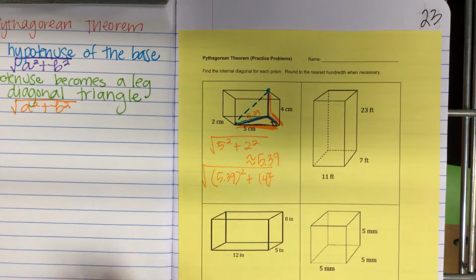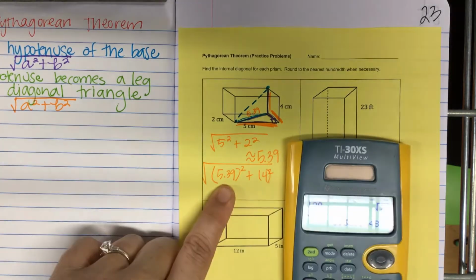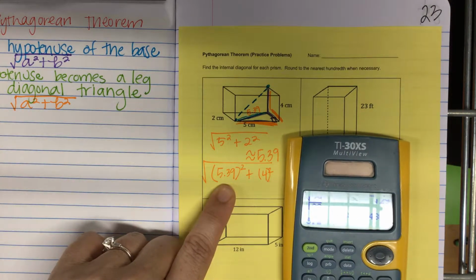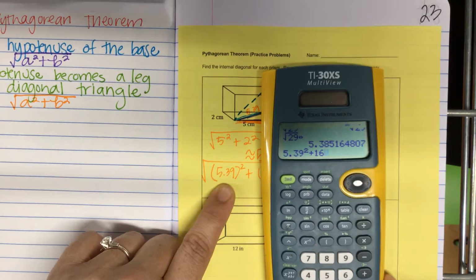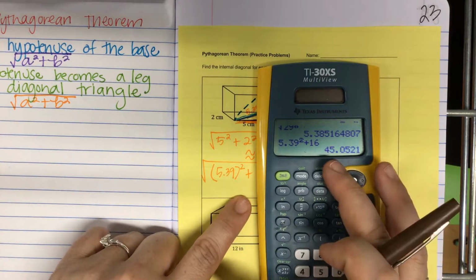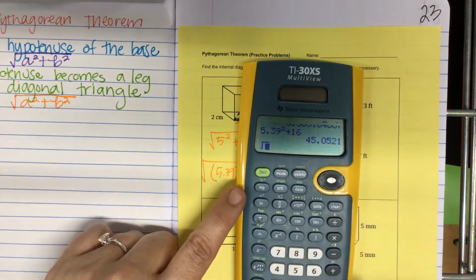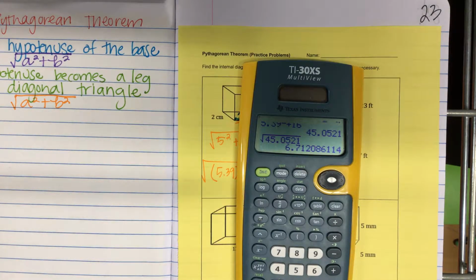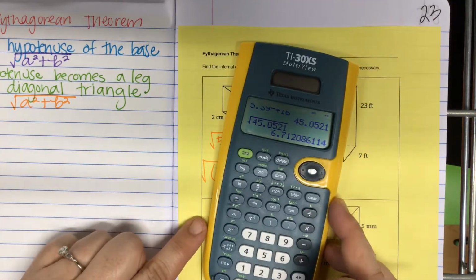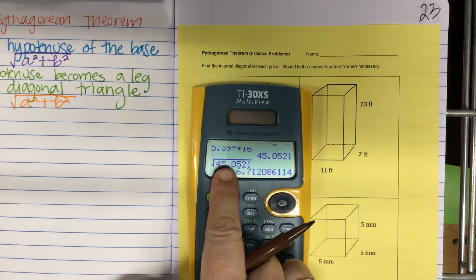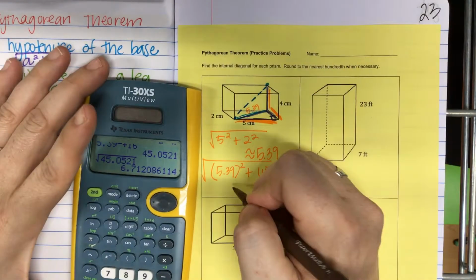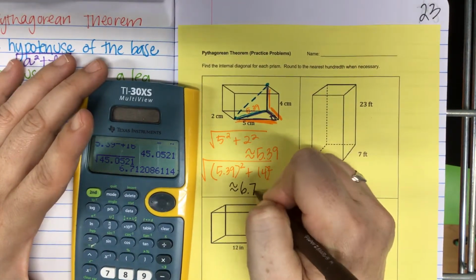So what is 3.9 squared? Nope, that's not it. 5.39 squared plus 16, yes. 4 squared is 16. And then I have to take the square root of that. So the internal diagonal, the biggest pixie stick this box could carry would be what, 6.71 on a diagonal?